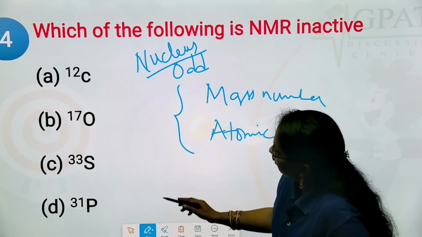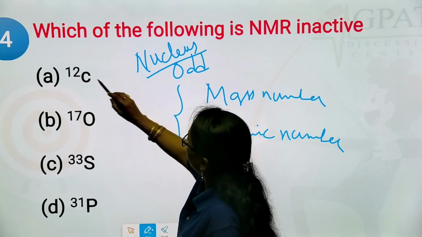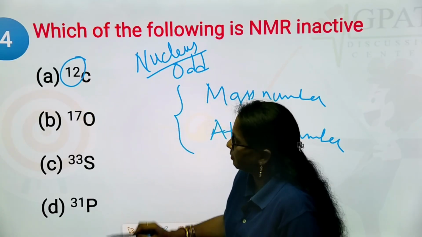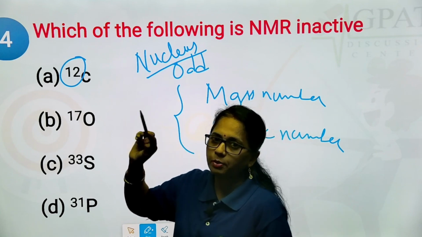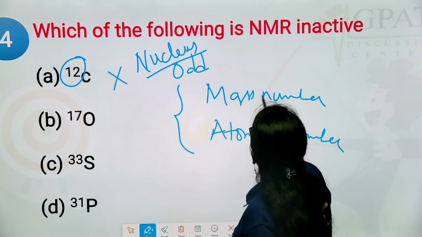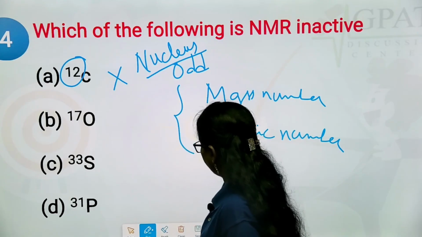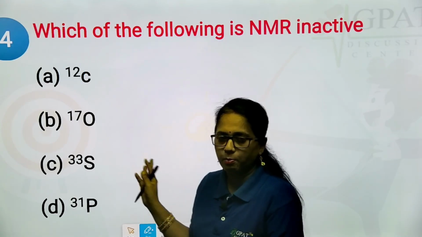So in this they have given option C12. C12 means the mass number is even here. And if you see the atomic number of carbon, that is 6, that is also even. So this is NMR inactive. So you can say that C12 is NMR inactive only.